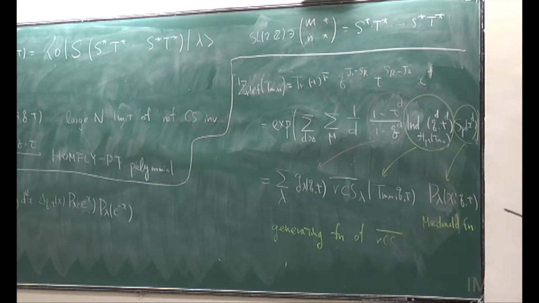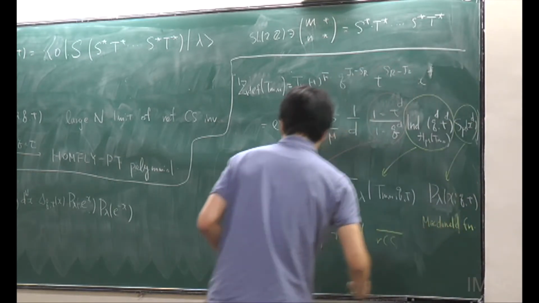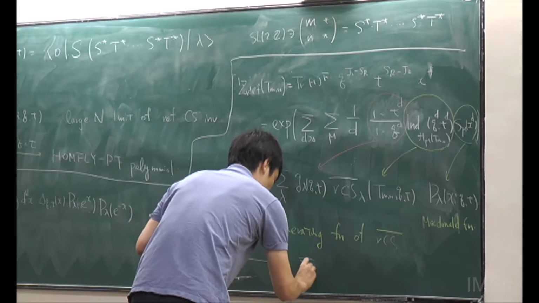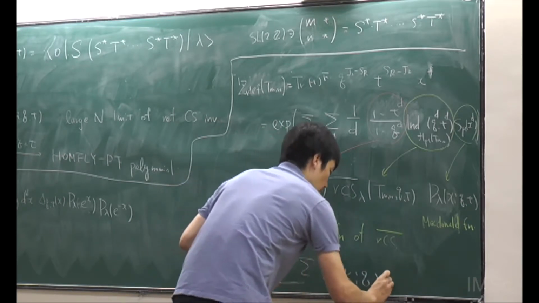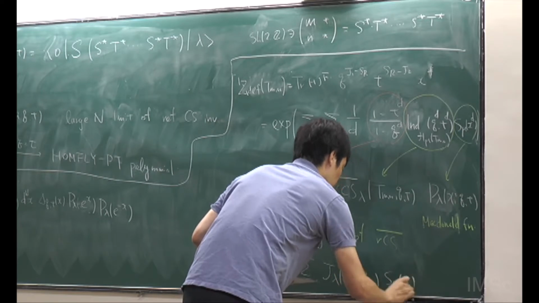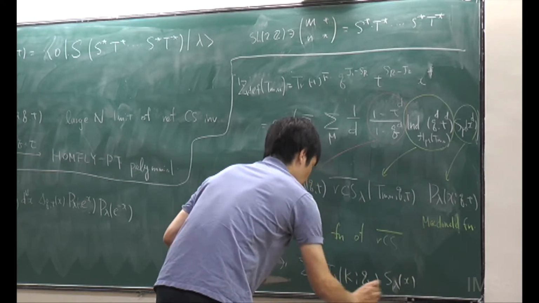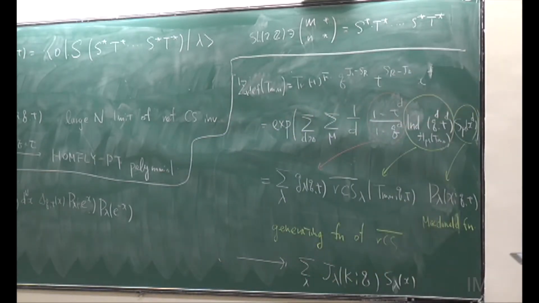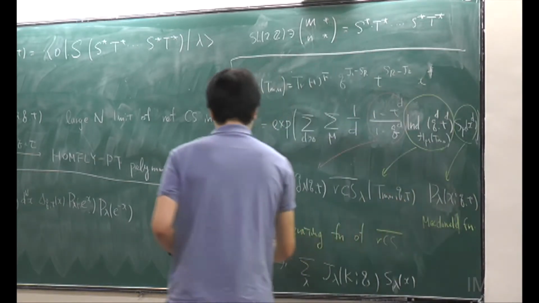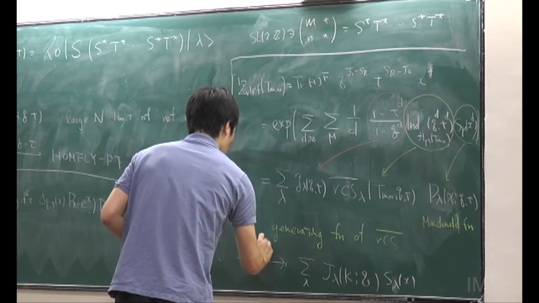Yes, yes. So the unrefined limit, when you take the unrefined limit, this becomes the Jones polynomial lambda k q and the Schur function of x, lambda, lambda. This is when you take q equal to t limit.